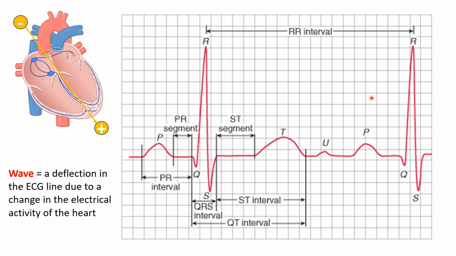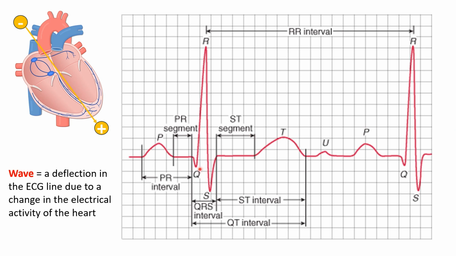Some things I want you to remember from the previous video. Depolarization towards a positive electrode gives a positive deflection on the ECG trace. Depolarization away from a positive electrode gives a negative deflection. Repolarization towards a positive electrode gives a negative deflection, and repolarization away from a positive electrode gives a positive deflection.